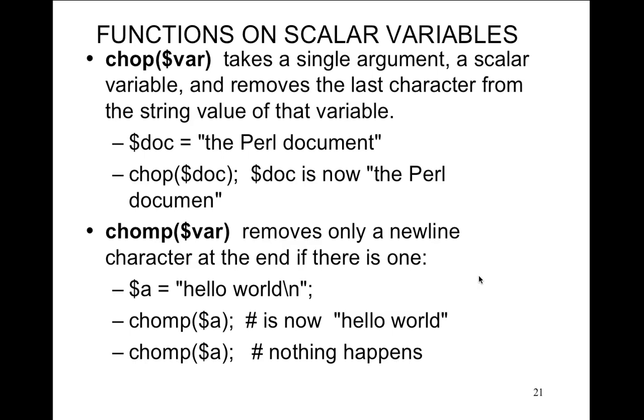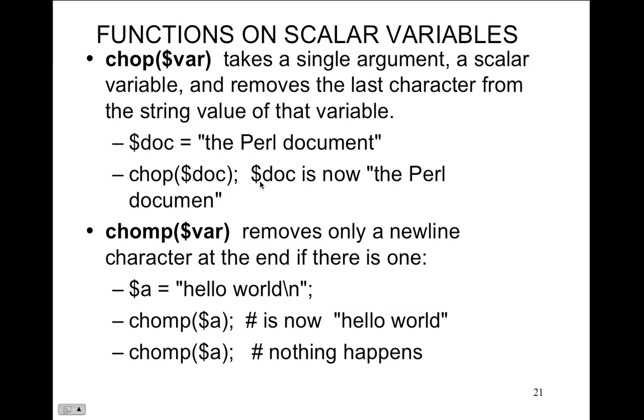And here's where we're going to go into Chop and Chomp, and I'll explain those because I kind of led you astray the first time I mentioned it. Chop takes a single argument, a scalar variable, and removes the last character from the string value of that variable. So it chops off the last character. So $doc is going to be the Perl document. Chop $doc. $doc is now the Perl docume. Oh, where'd my T go?